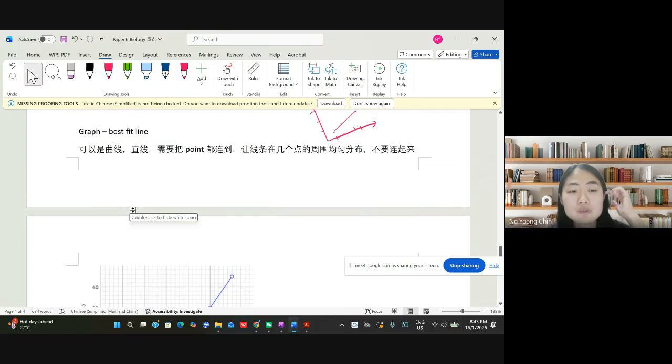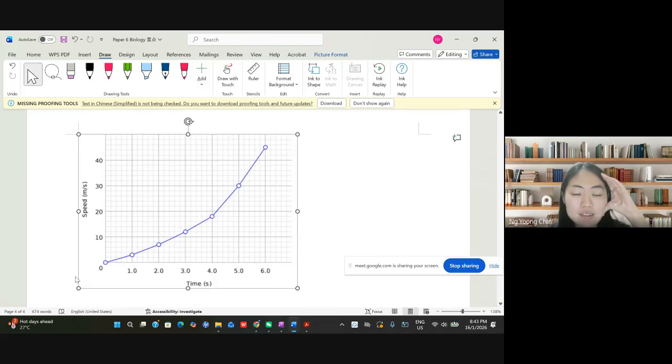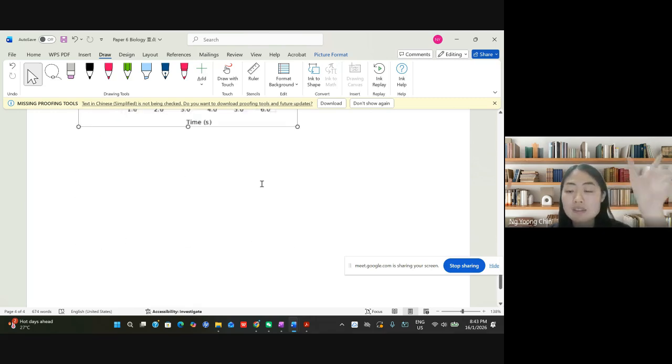And then when we draw the line graph, this is the way. You plot it and then you just connect it together. But you don't need to connect the outlier, if there's an outlier.